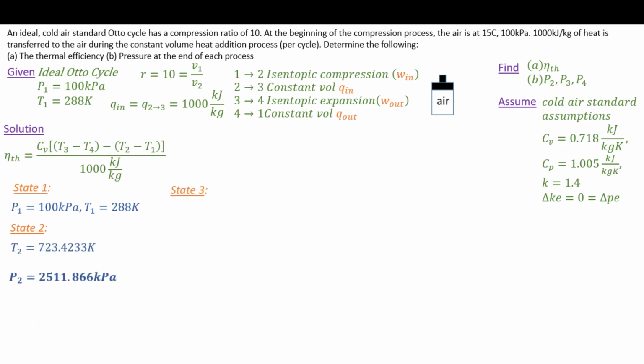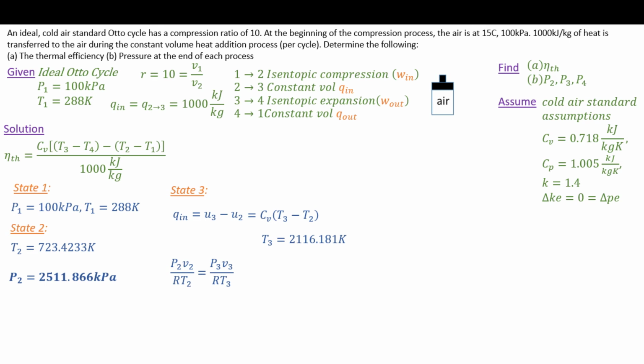All right, so now it's time for state 3. I don't have an isentropic process, so I can't use one of those isentropic relationships, but I can use my first law. So I've got Q_in equals U3 minus U2, and because I'm making the assumption that specific heats are constant, any delta U's can be approximated as CV delta T's, and I can directly solve for T3.